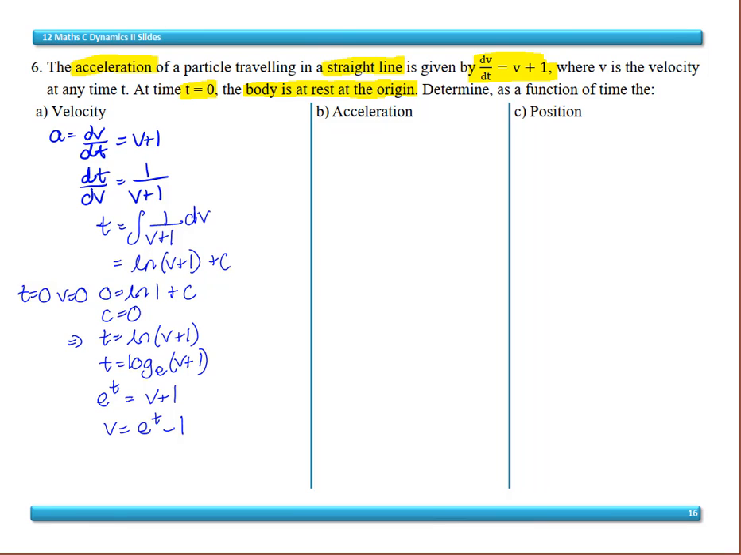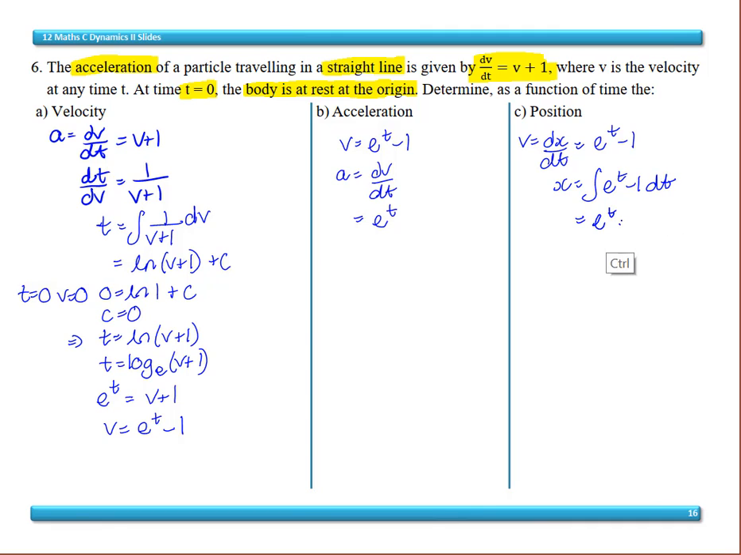Next one, we need our acceleration. Well, if v is equal to e^t - 1, then our acceleration is dv/dt, which is e^t. Last one, position. Well, v is equal to dx/dt, which is e^t - 1. So our x has to be the integral of e^t - 1. So that's going to be e^t - t + c.